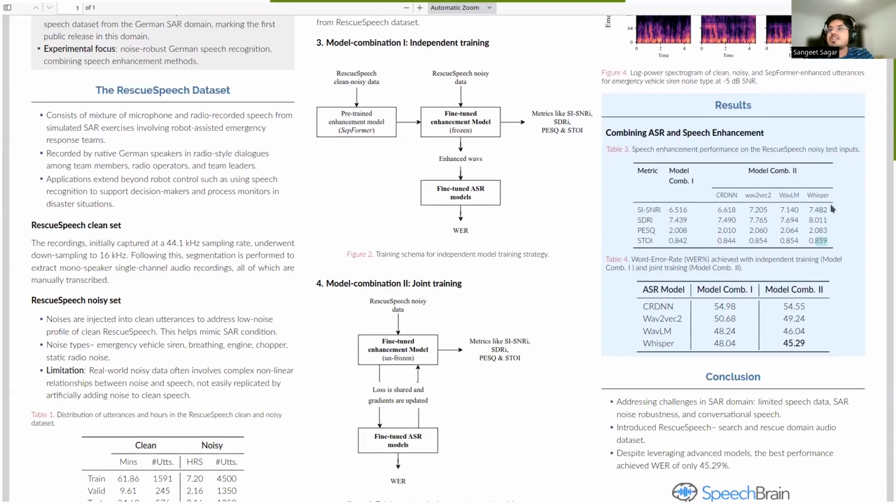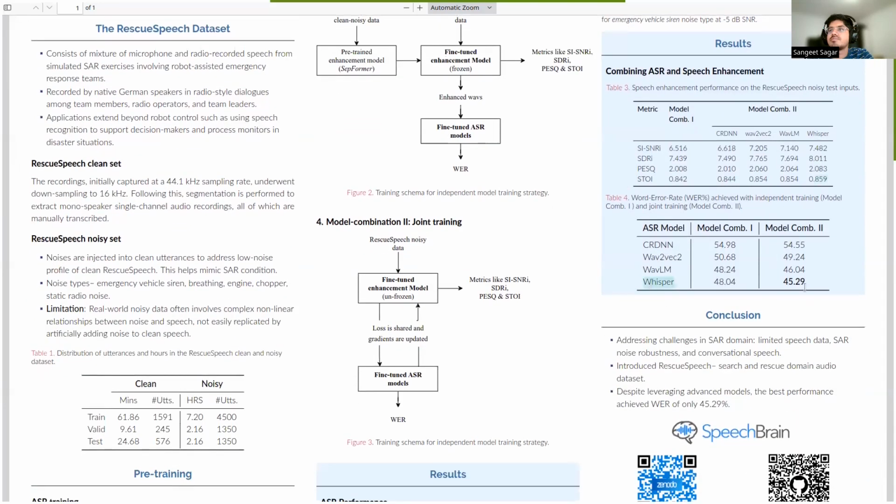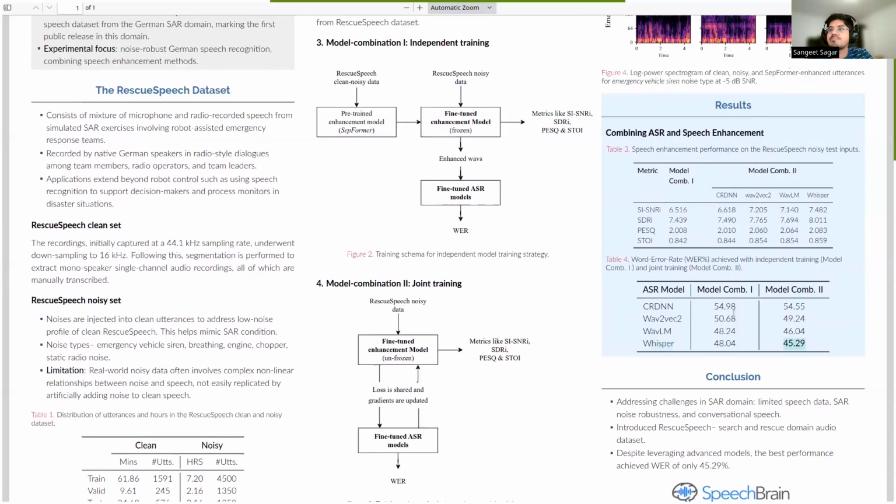And in terms of word error rate, we show how the word error rate varies with independent model training and joint model training. So we observe that with Whisper, the best performance is 45.29 with joint model training, compared to 48.04 with independent model training. So we believe that this joint model training definitely helped achieve a better word error rate.